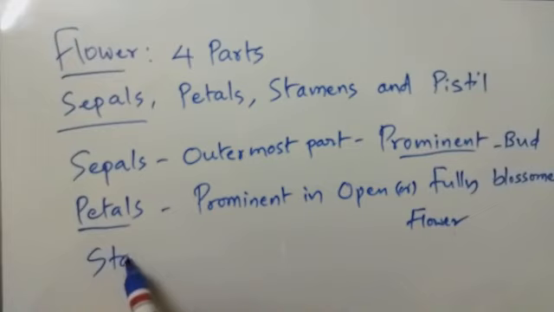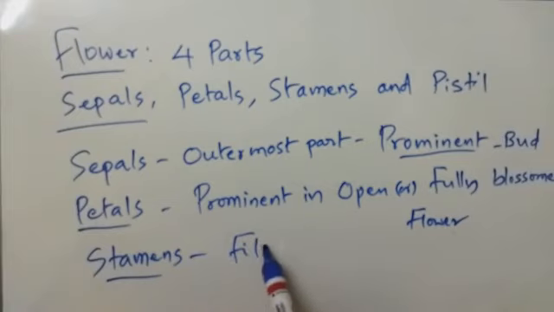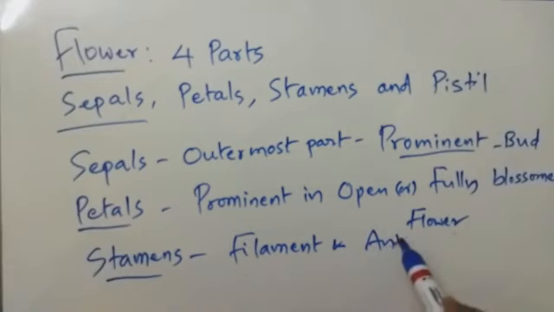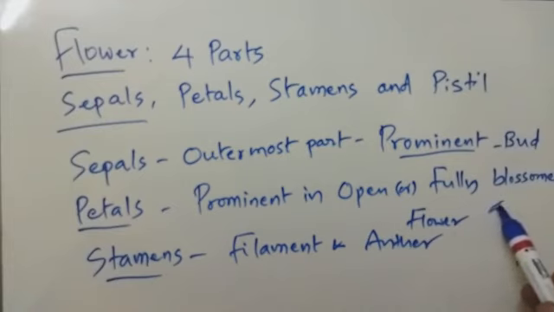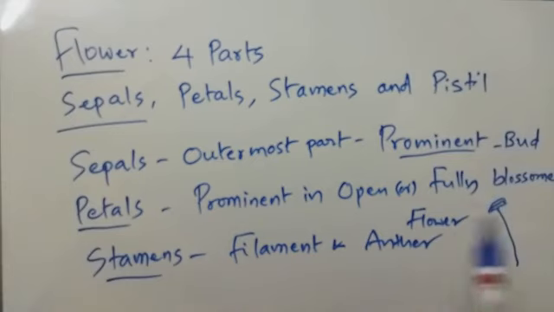Stamens, they are the long structures that contain two parts, filament and anther. Okay, filament is the lengthy part, anther is the top wedge shaped part. Okay, pistil, it is the innermost part.